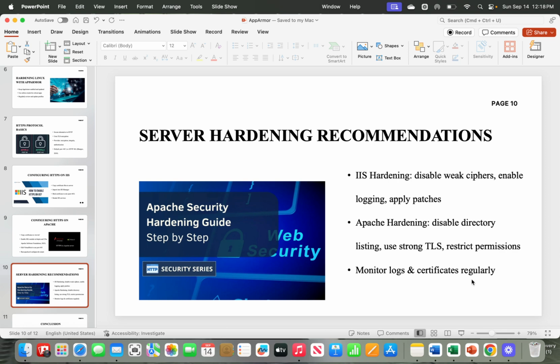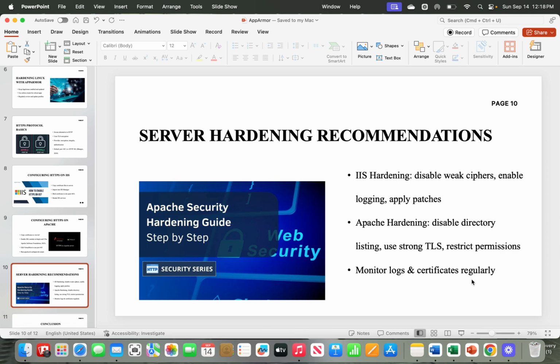Server hardening recommendations. Beyond the installation of certificates, hardening is required to secure web servers. For IIS, administrators should disable outdated versions of SSL/TLS as well as weak cipher suites, enable detailed logging to track suspicious activity, and keep the server updated with security patches.